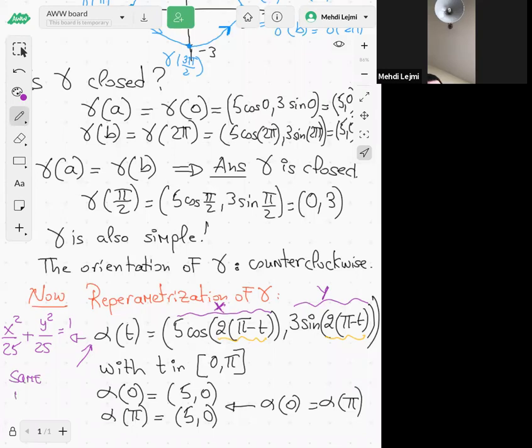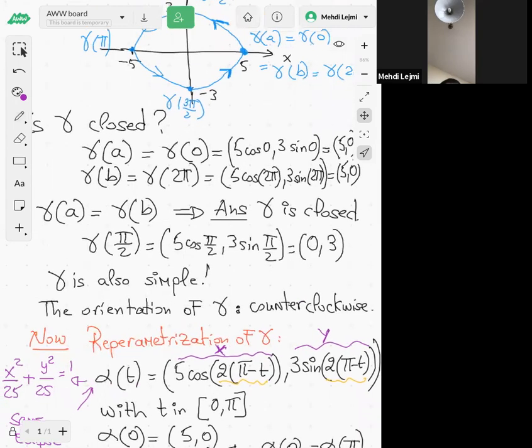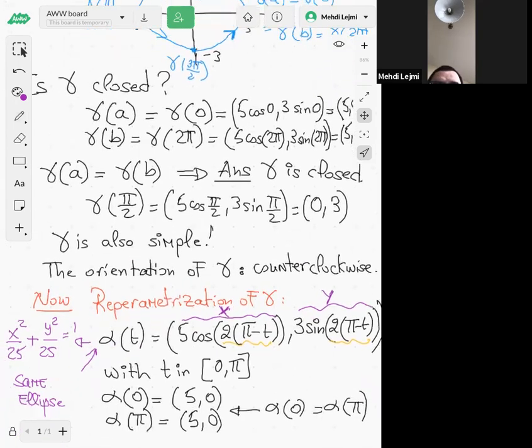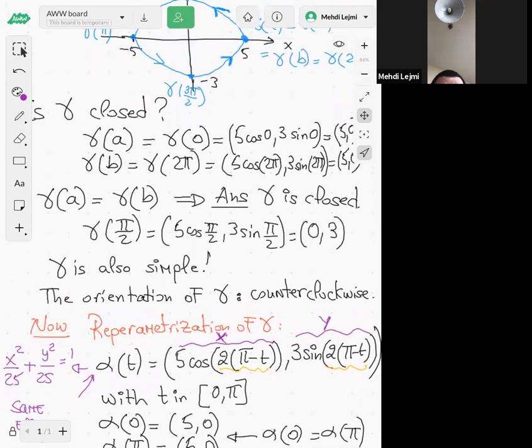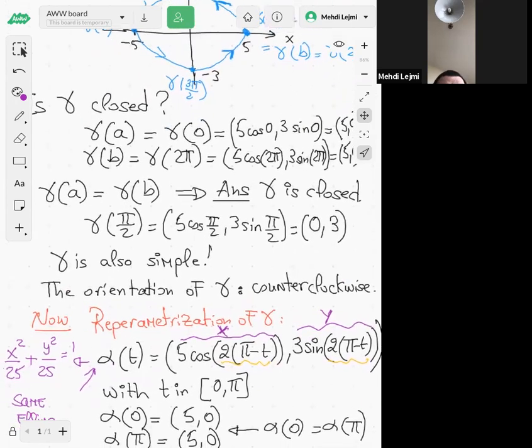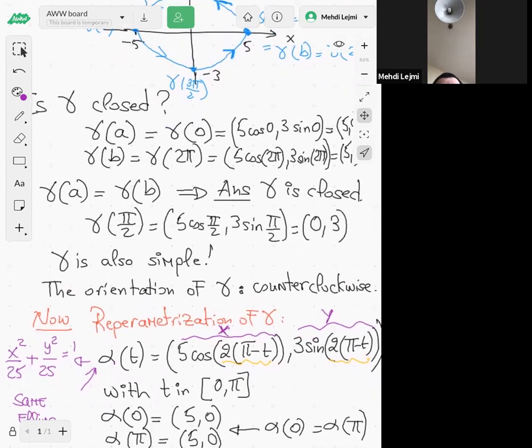It's just a parameterization of my curve or path gamma, right? It's just the same ellipse. Now, what's the difference between gamma and alpha? So we are saying alpha and gamma represent the same curve, the same ellipse. However, there is a difference between alpha and gamma. The difference is the orientation.